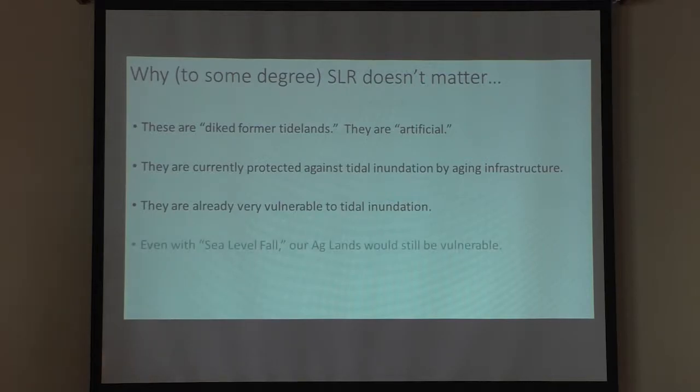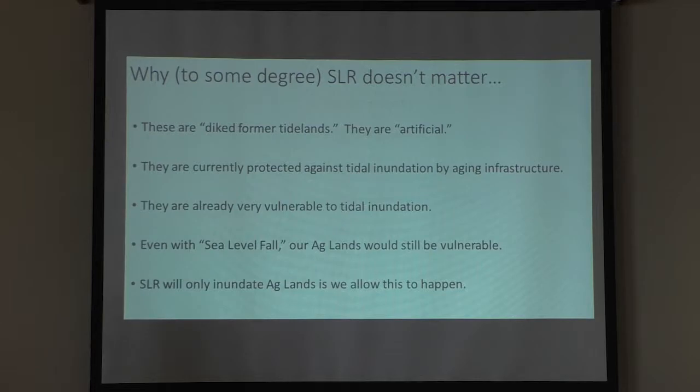And in fact, if we had sea level rise or sea level fall, and I struggled to come up with that term as I looked at a lot of synonyms of fall, but sea level fall, our ag lands would still be vulnerable. Sea level rise will only inundate those ag lands if we allow it to happen. And that's my introduction. So what I'm going to focus on is this last statement here. Sea level rise will only inundate ag lands or any lands if we allow it to happen.